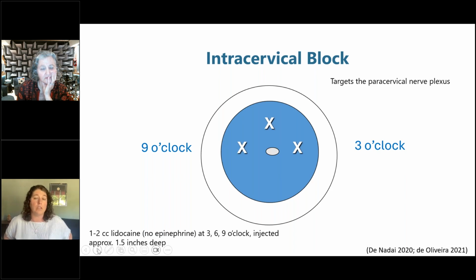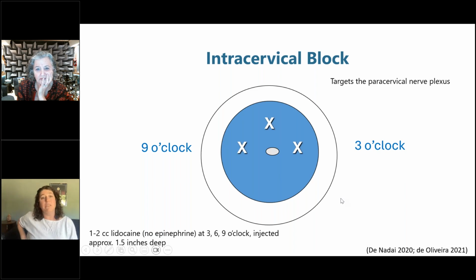And intracervical blocks are targeting slightly different nerve bundles in the cervix. They're targeting the paracervical nerve plexus. And the studies that we've cited here, really the way that they were doing intracervical blocks was giving 1 to 2 cc's of lidocaine without epinephrine at, again, in addition to the tenaculum site, at 3, 6, and 9. So this slide doesn't have the 6 o'clock site, and you're giving it a little bit deeper, about 1.5 centimeters deep, because it's that intracervical injection.